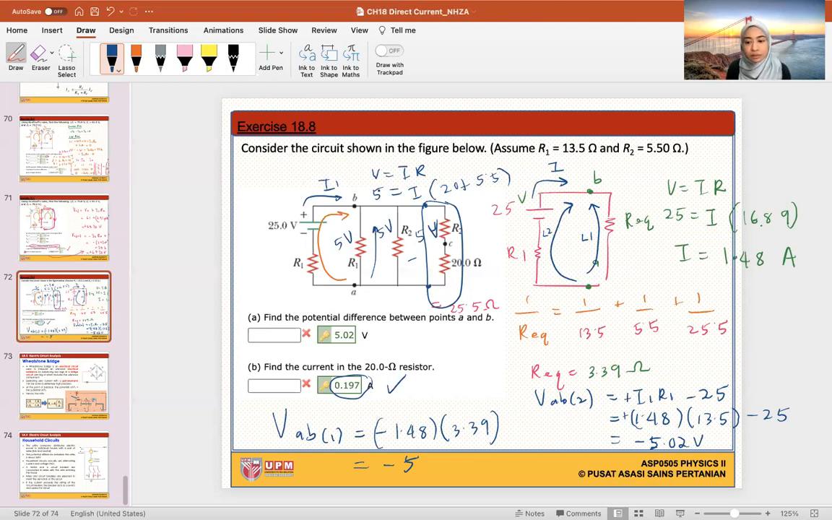Okay, so is that okay? So do I need to do the current flow through the 20 ohm resistor again? It's the same, right? It's still 5 volts. Only the negative sign I don't know. I will let you know later. Any other questions?